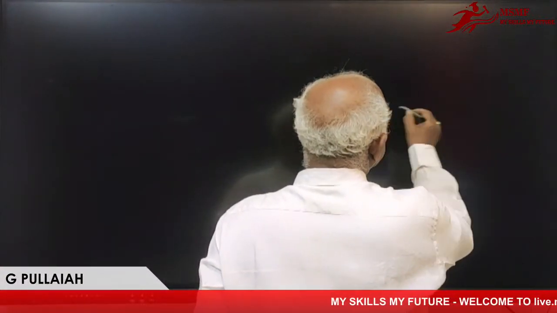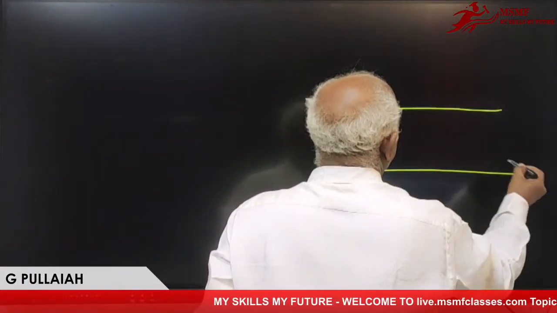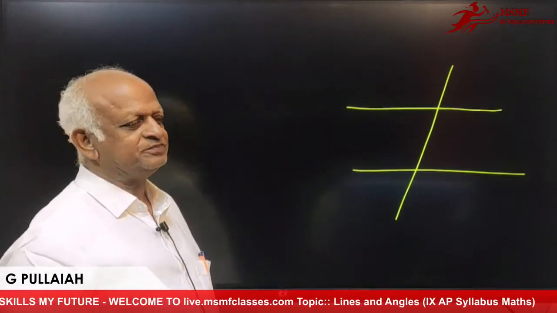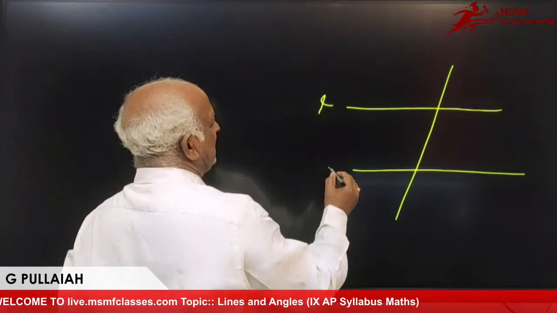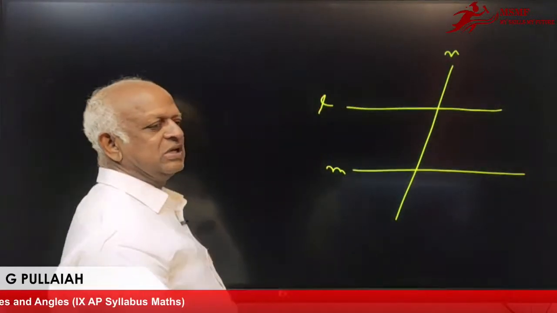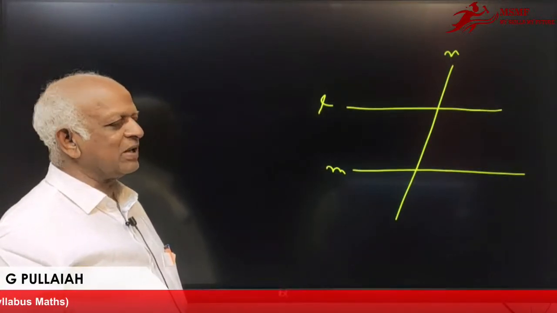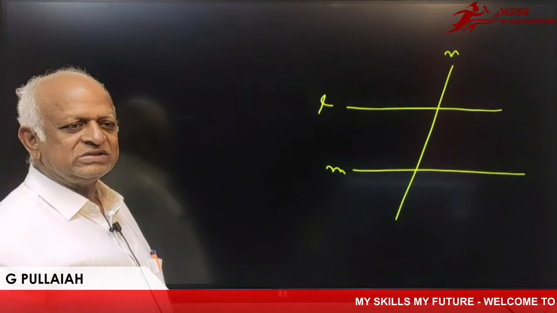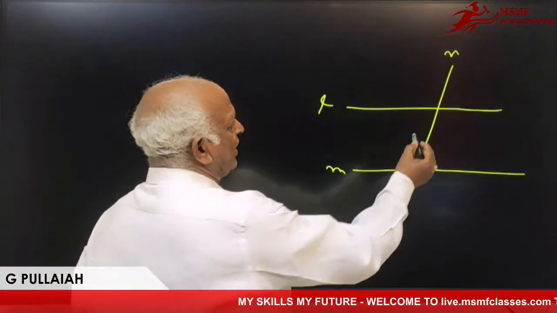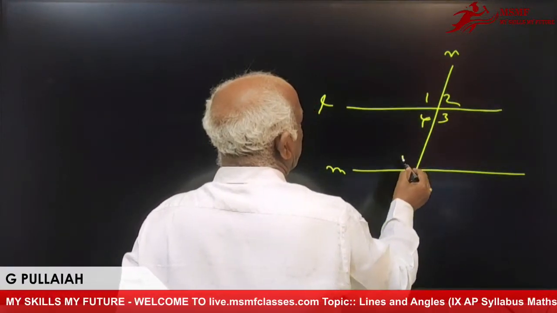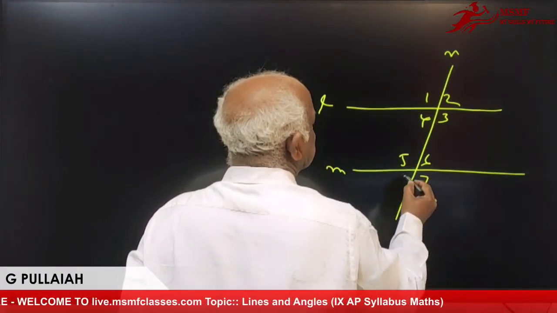So now we are talking about particularly the most important concept, parallels and transversal concept. So this is L, M, and N. These L and M are parallel, and N is the transversal. In this case, we learn that 1, 2, 3, 4, 5, 6, 7, and 8.